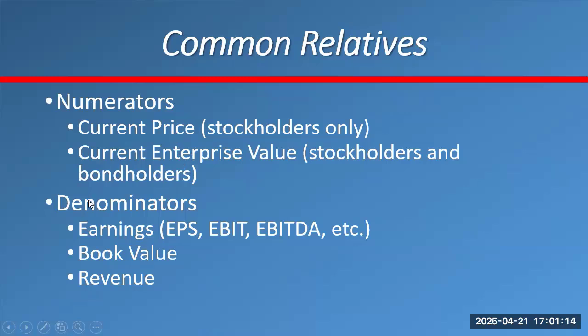You use price when your denominator is after interest expense. Pretty straightforward. Why? Because price belongs only to the stockholders. So you want to get the debt holders out of there. So anything that's net of interest, net of debt, you use price. When you use enterprise value, it covers stockholders and bondholders, anything that is before interest.